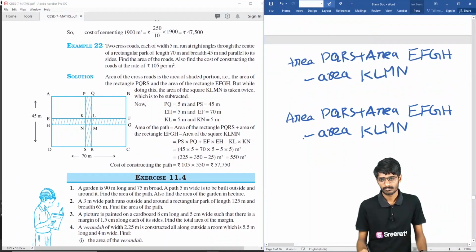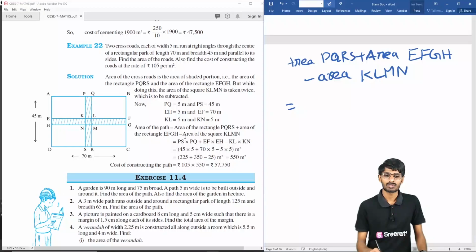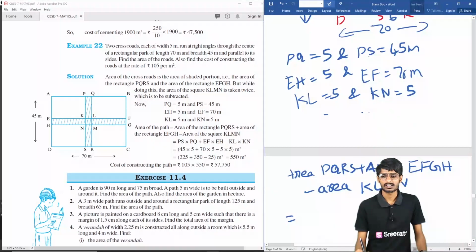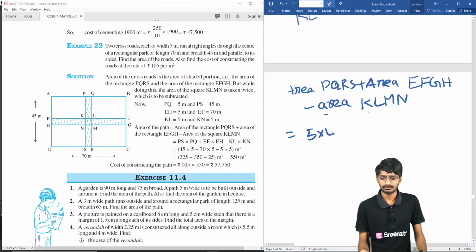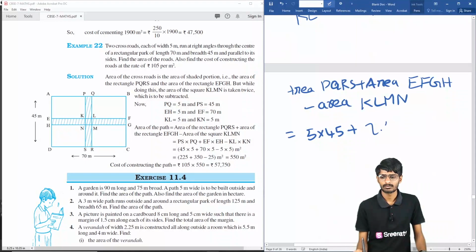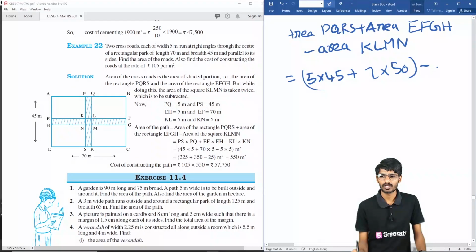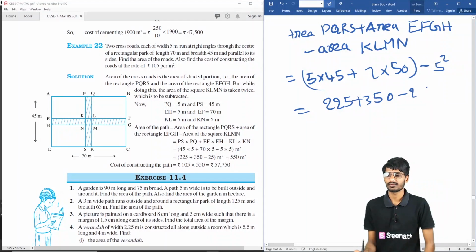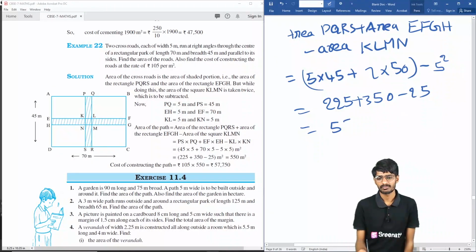which is equal to, what is the area of a rectangle? For a rectangle we know length into breadth. Length is 5, breadth is this, so 5 into 45, plus about this it is 70 into 5. And minus the square, which is side square, side is 5 into 5. If you do the calculations, you will get 225 plus 350 minus 25. Then it becomes 550 meter square. So the total area is 550 meter square.